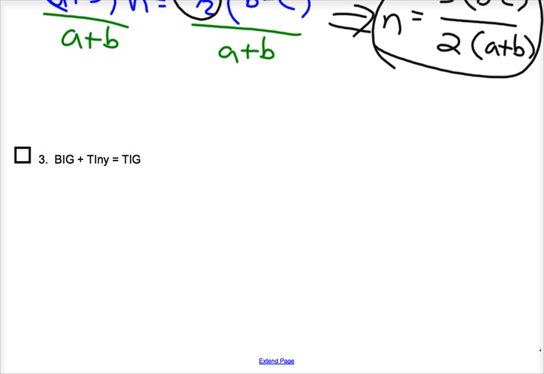Here I'm trying to get n alone. I got BIG plus TINY equals TIG. And again, there's only one n, so that's good. Makes it pretty easy when there's only one n. I need to get rid of the B-I-G and the T-I-Y.